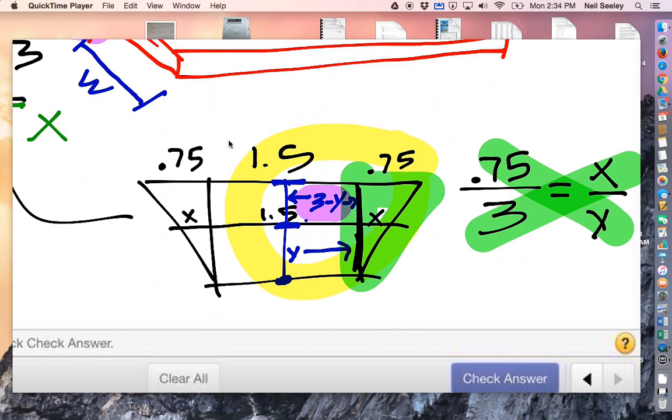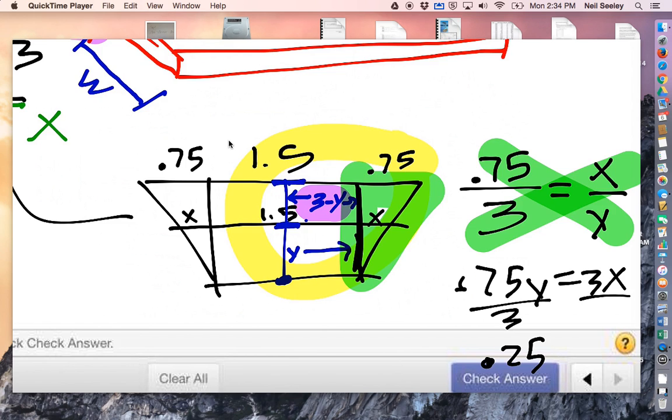Okay, so I did 0.75 is to 3 as x is to y. Remember what y is. It's that little height. It's this little edge here. That's where y is. So the cross products are equal. 0.75, ooh, that's gross, equals 3x. And then the thing is I need to replace this x with something in terms of y. So I'm going to divide both sides by 3. What I get is 0.25 y is x. That means wherever I see an x, I'm going to replace it with 0.25 y.